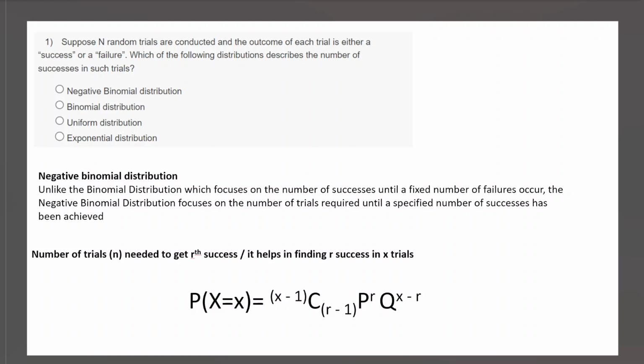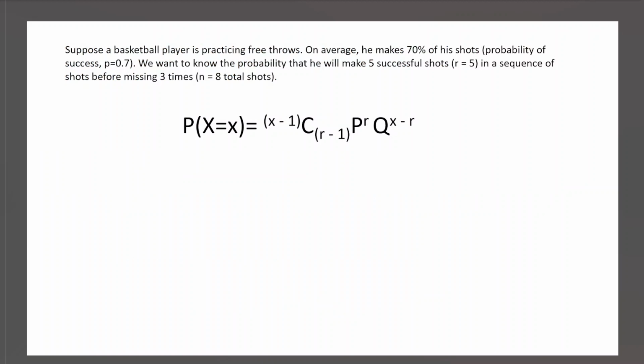P is the probability of success. For example, if I'm throwing a coin, the probability of success is 0.5. Probability of getting head is 0.5, and probability of getting tail is 0.5. So P is the probability of success, and Q is the probability of failure, so Q is equal to 1 minus P. Using this, we can determine the probability of the rth success in n trials. In the coming problem, once we solve it, you will understand it better.